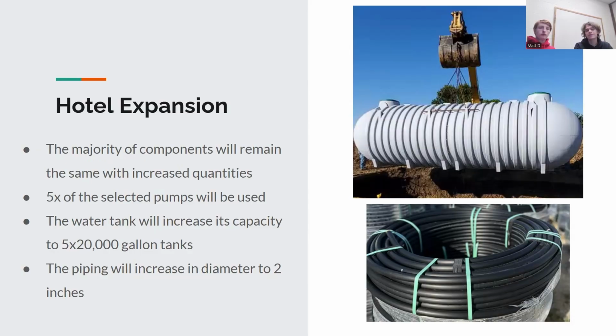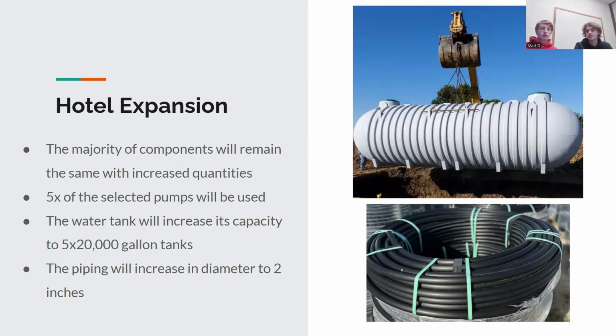And finally, for the hotel expansion, the majority of the components that we have selected can remain the same with the increased water need of the hotel. For example, if we increase the number of pumps selected to 5 and increase the amount of time it is running per day, the pumps will be more than sufficient to supply the hotel.